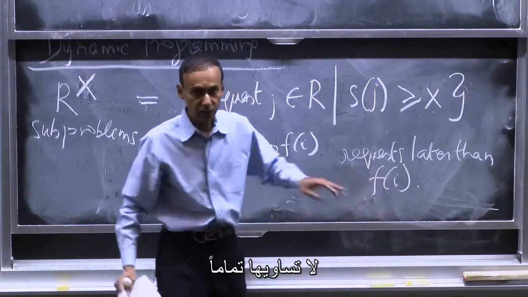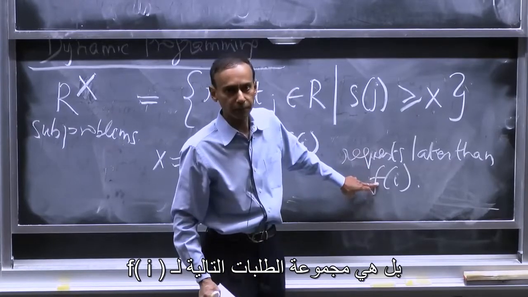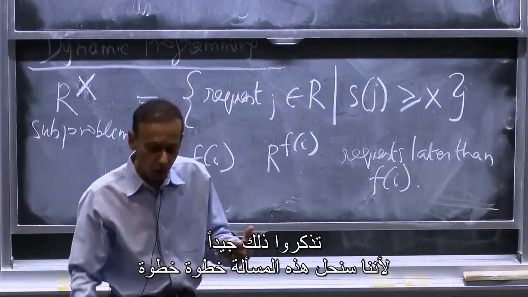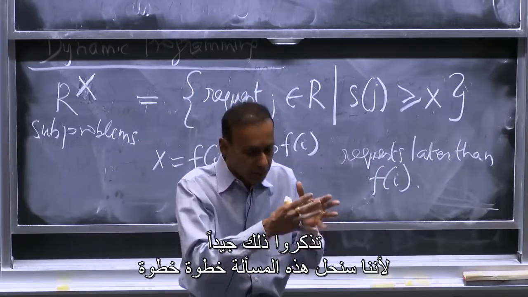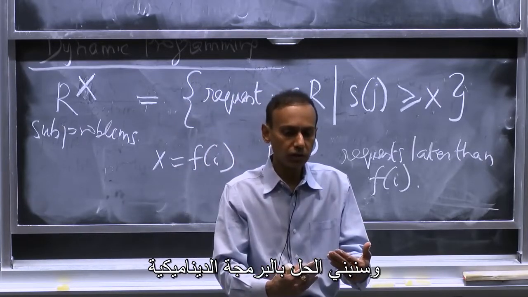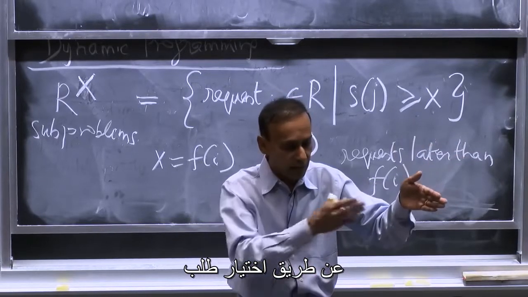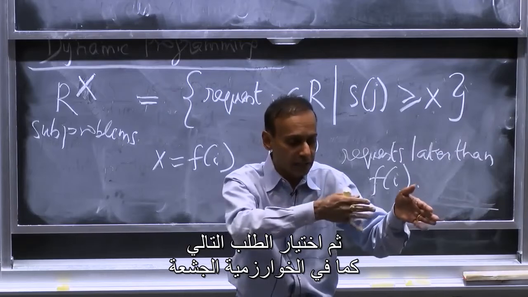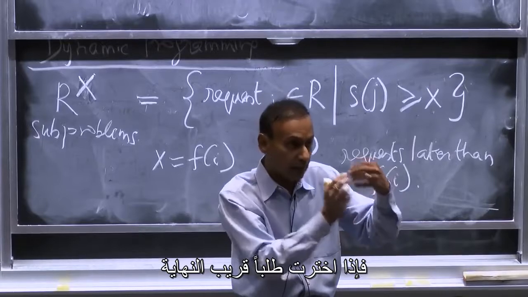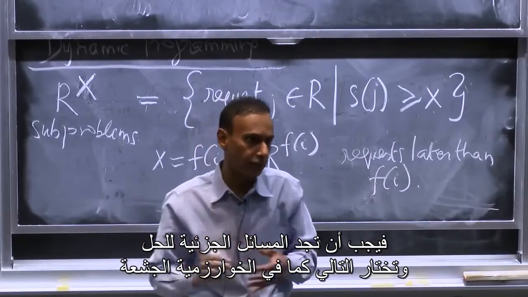Okay? It's not exactly that. It's the set of requests that are later than f of I. Okay? So keep that in mind, because what happens here is we're going to solve this problem step by step. We're going to construct the dynamic programming solution essentially by picking a request, and then just like in the greedy case, picking the request that comes after that. So we're going to pick an early request, and then we're going to subset the solution, pick the next one, just like we did with the greedy.